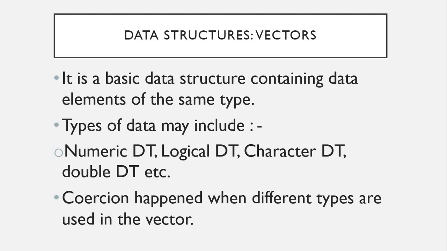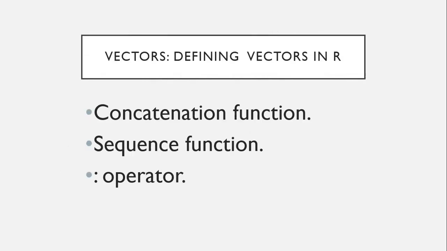That means if a vector is just numeric, it's supposed to contain only the numeric data type. If it's character, it's supposed to be the character data type, or any other; that's a single type of data. Now if you combine numeric and character, one of the data types is going to be coerced, or forced to take the form of the other data type.